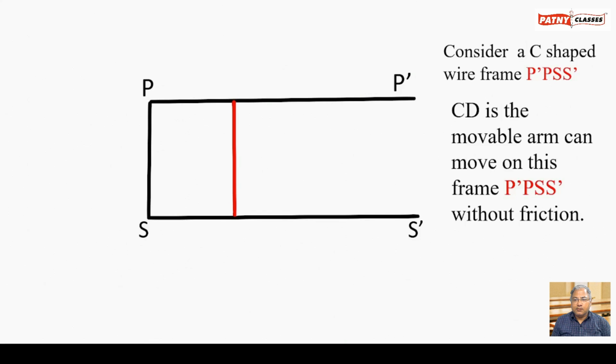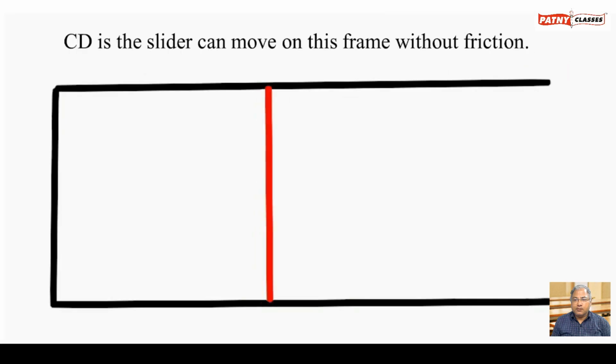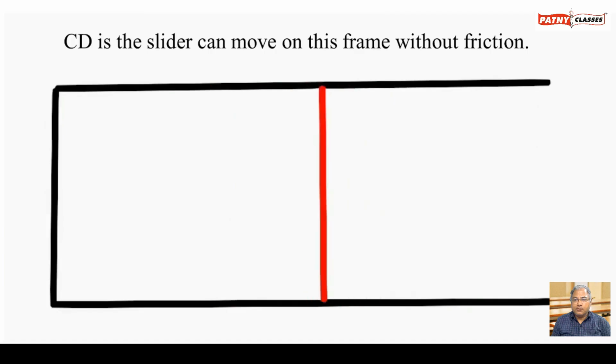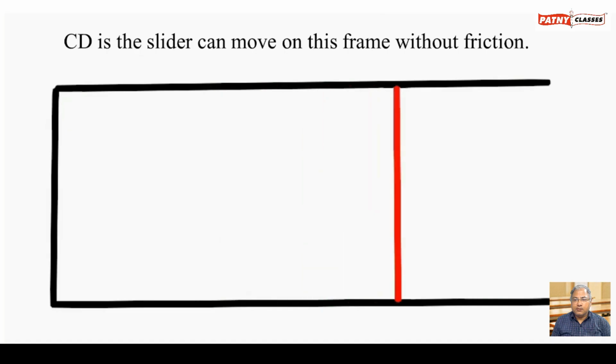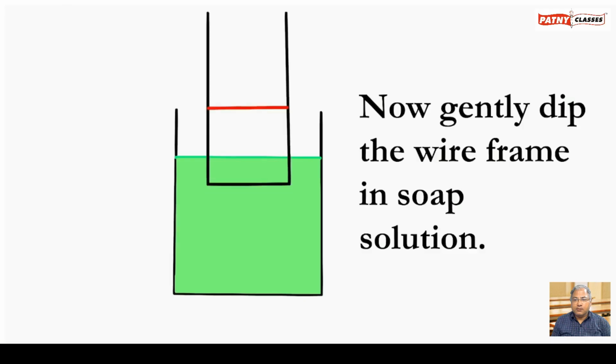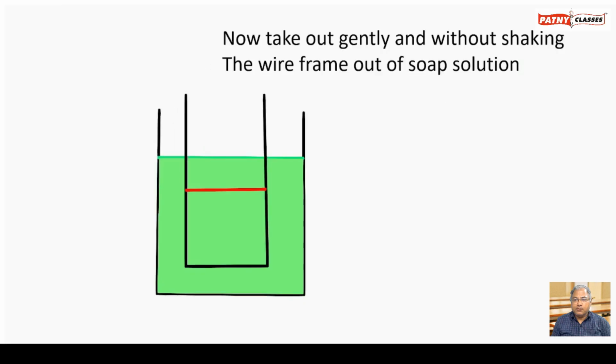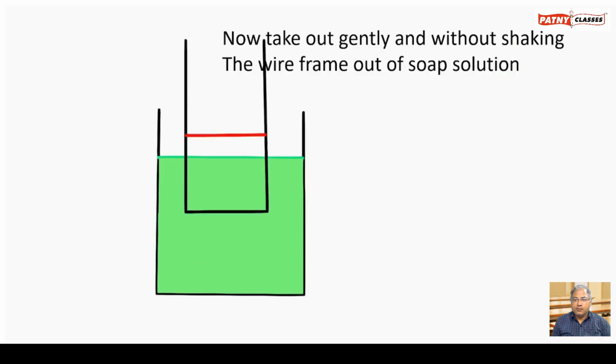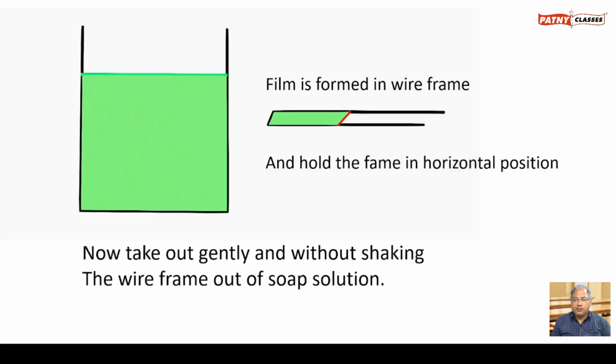To prove this, consider a C-shaped wire frame P dash P S dash. CD is a movable arm, which can move on this frame without friction. Now gently dip the wire frame in soap solution. Now take it out gently, without shaking the wire frame, out of the soap solution. A film is formed in the wire frame.